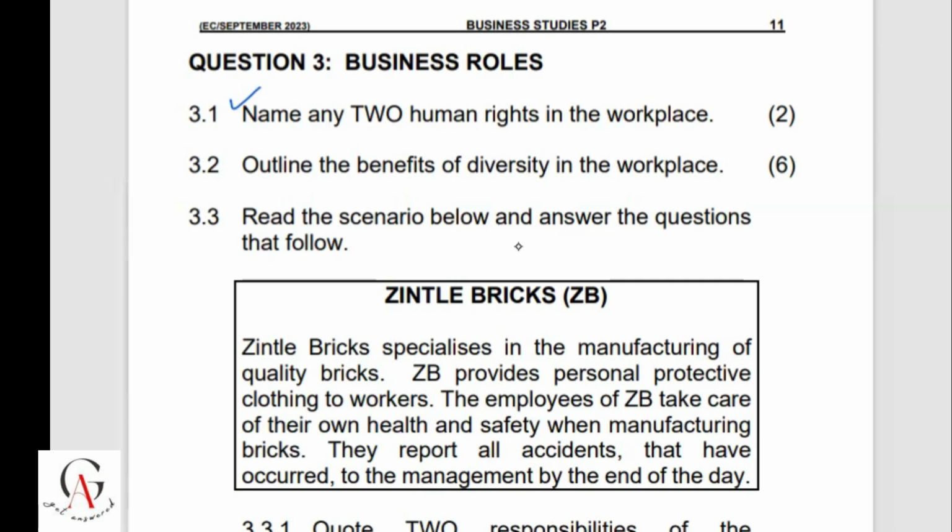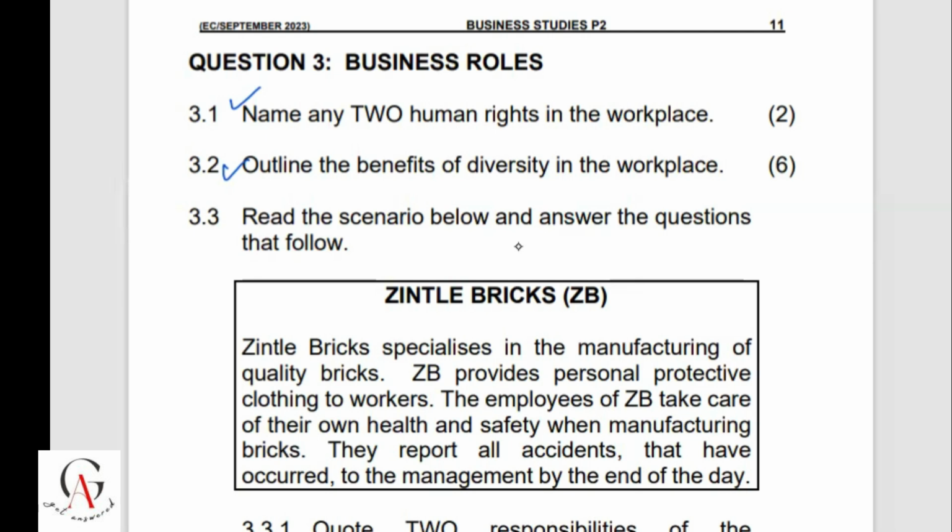So now these 2 human rights in the workplace, they are as follows. We have privacy, we have dignity, we have equity, we have freedom of speech and expression. We also have information as well as safety, security, and protection of life. So now let's check 3.2, where we are expected to outline the benefits of diversity in the workplace.